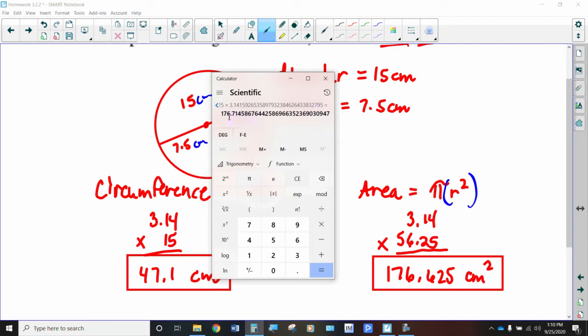Now multiply that times pi. And you get 176. All right, so here you go. This one, it's a little bit more. So I would round this off to 176.6. This says 176.7 once rounded off.